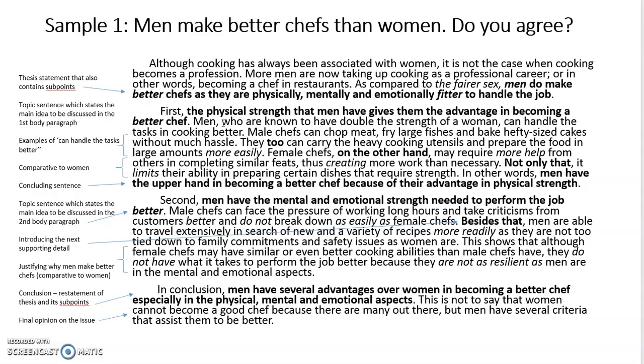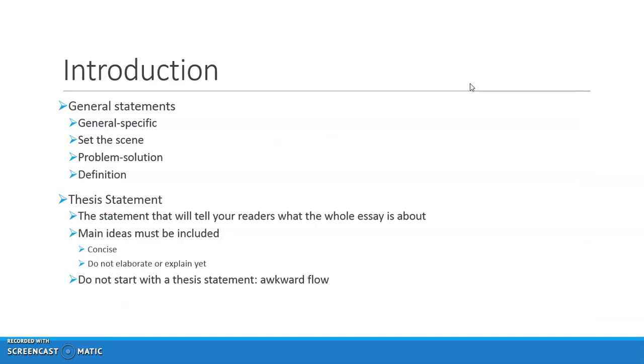Okay, if you look at this essay here, the first sentence: although cooking has always been associated with women, it is not the case when cooking becomes a profession. More men are now taking up cooking as a professional career, or in other words, becoming a chef in restaurants. So the first sentence is a general sentence, and then the second sentence is more specific, and then the last sentence, which is the most specific sentence in this introduction, is the thesis statement, right?